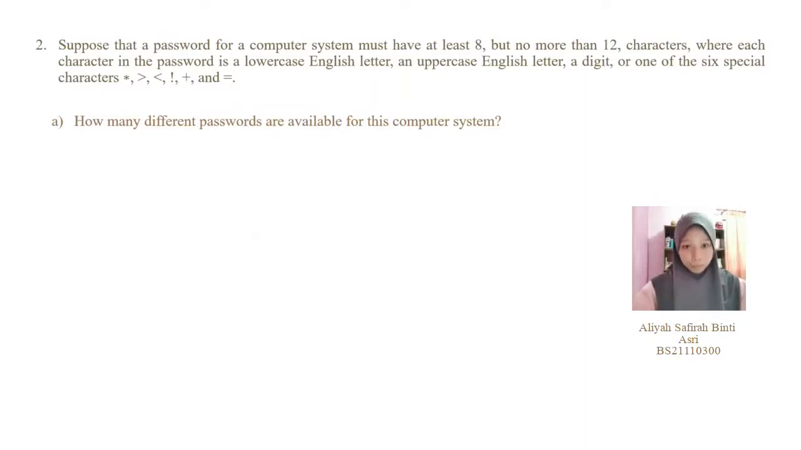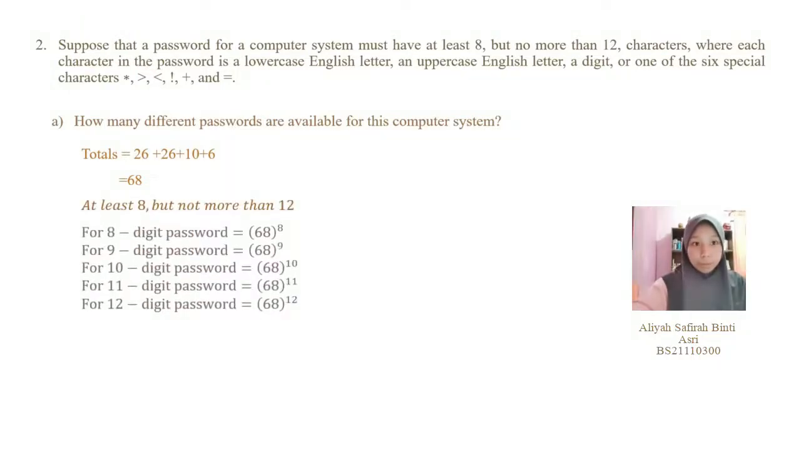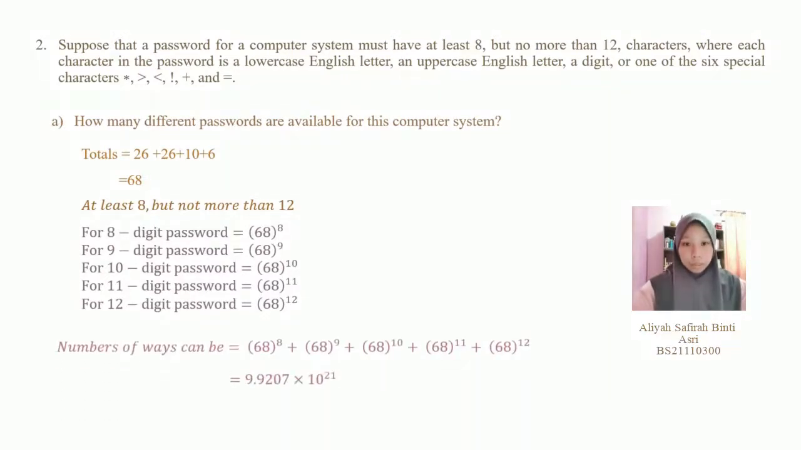In order to do that, we find the total of the English uppercase and lowercase letters, which is 26 each, the 10 digits, and the 6 special characters. We sum it all up, and we get 68. Then to find the passwords of length 8, we get 68 to the power of 8. We continue this until length 12, where we get 68 to the power of 12.